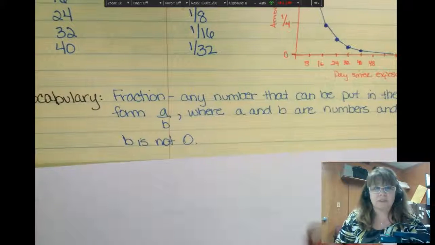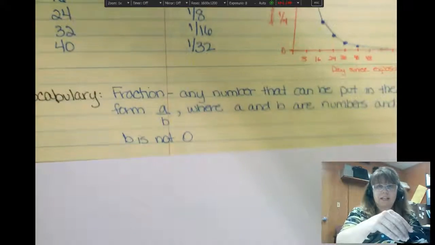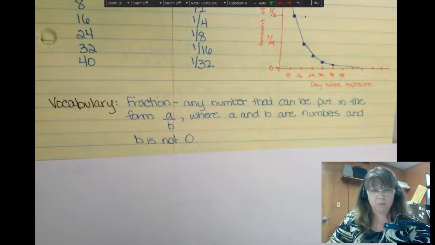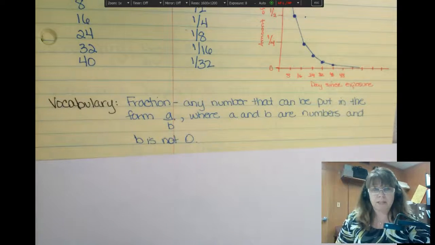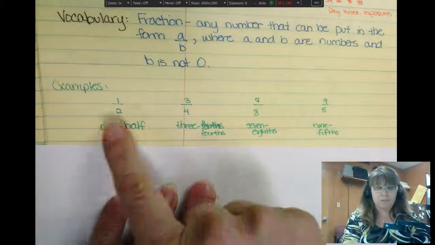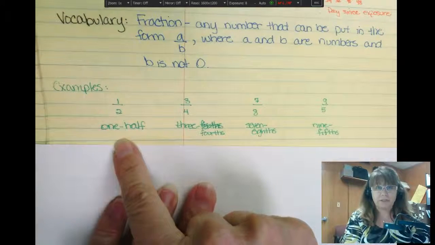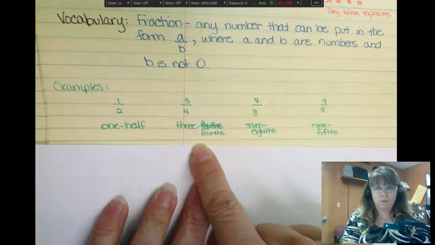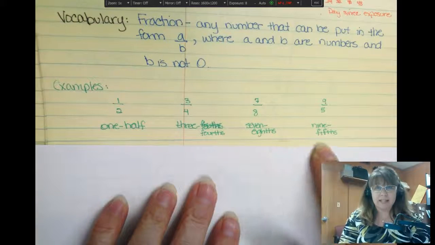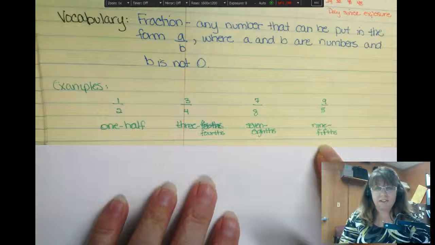The definition for fractions is any number that can be put into the form a over b, where a and b are numbers and b is not 0. It's very important that b is not 0. Here are some examples. 1 over 2 is also called 1/2. 3 over 4 is 3/4. 7 over 8 is 7/8. And 9 over 5 is 9/5.